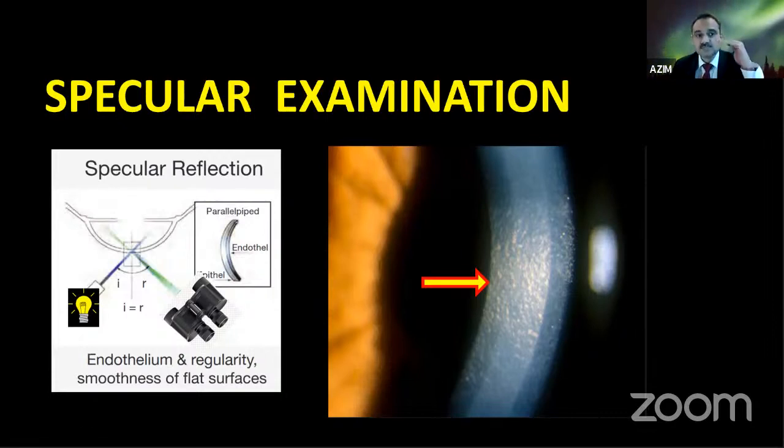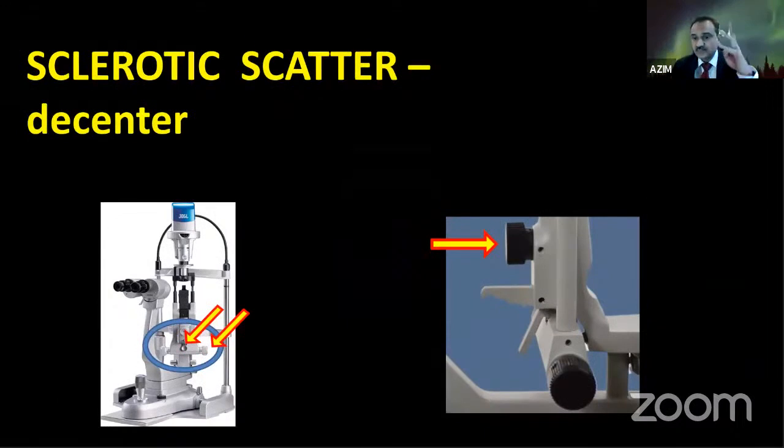Okay, so specular examination: think of endothelium, think of high magnification, a still patient, high illumination, and a proper quick reflection off the endothelium. So we've seen diffuse, focal, tangential, retro, and indirect. Now you're going to see sclerotic scatter. What is sclerotic scatter? It is when you decenter it, one goes away from the other. You use a knob here, which is seen here.